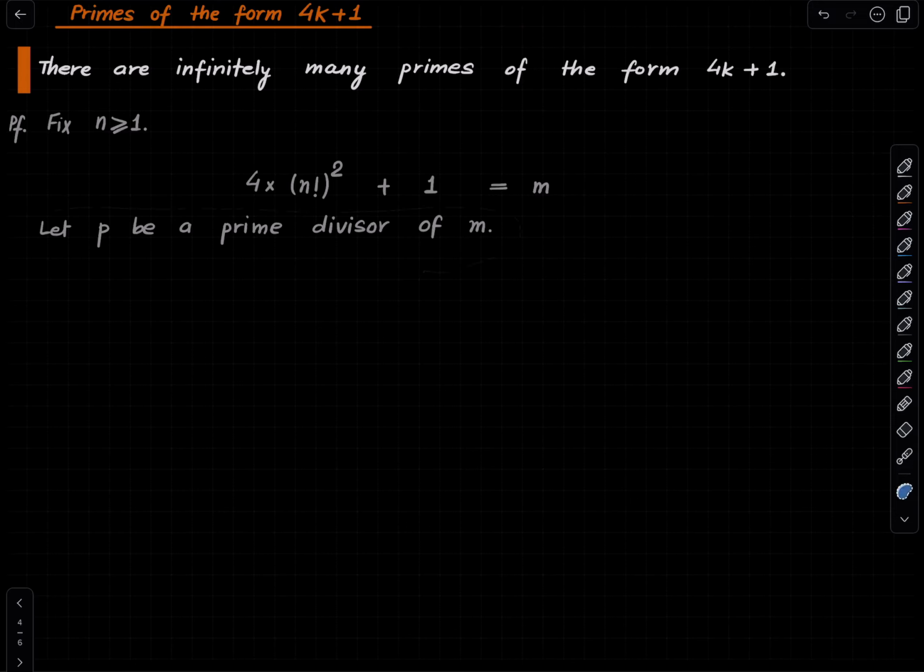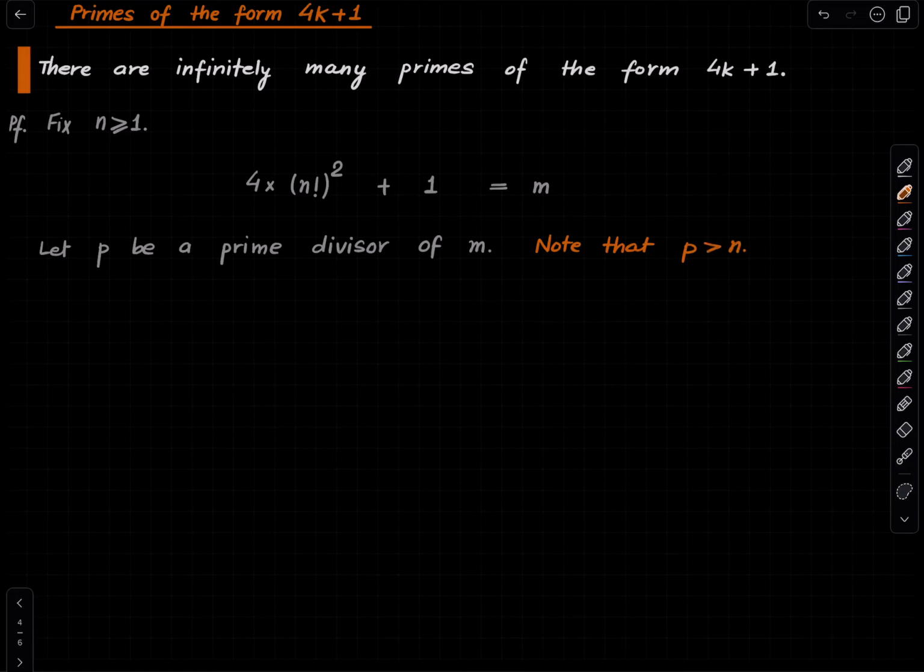And it is clear, note that P is greater than N. So that part is fine. Because if it were less than or equal to N, it would divide this guy. It already divides this guy, so it would divide 1, and that would be a contradiction.